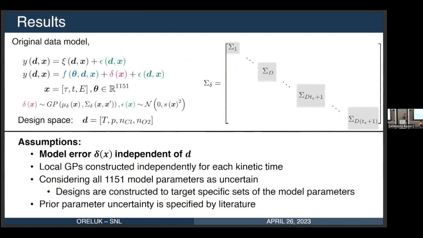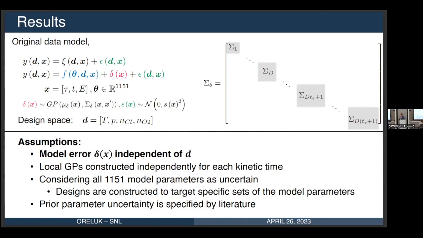Okay, results. So we've applied this to the high pressure photolysis reactor experiment. Like I said, we have 1151 uncertain parameters here. The design space that we're trying to optimize over is 4-dimensional, so it's relatively low-D. We're trying to optimize the temperature and the pressure of the reactor, so what temperature and pressure should we run the experiment at, as well as the number density of chlorine radicals and O2 in the reactor. And of course, we're looking for propane, so propane is fixed, the number density here. So it's not one of the knobs to tune to run the experiment at.